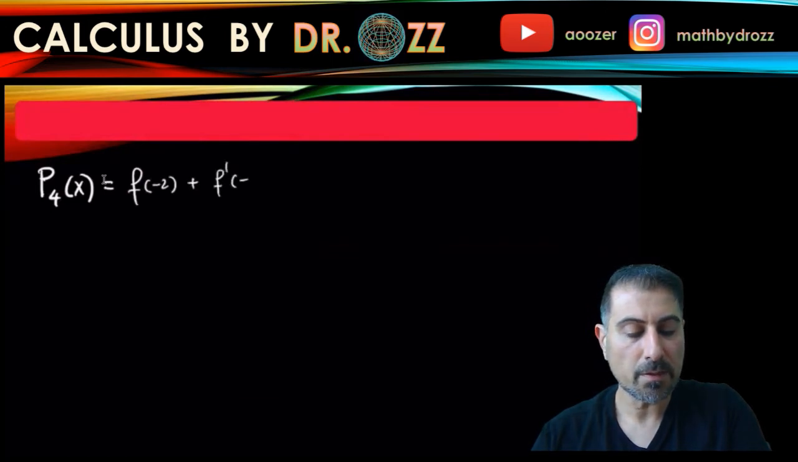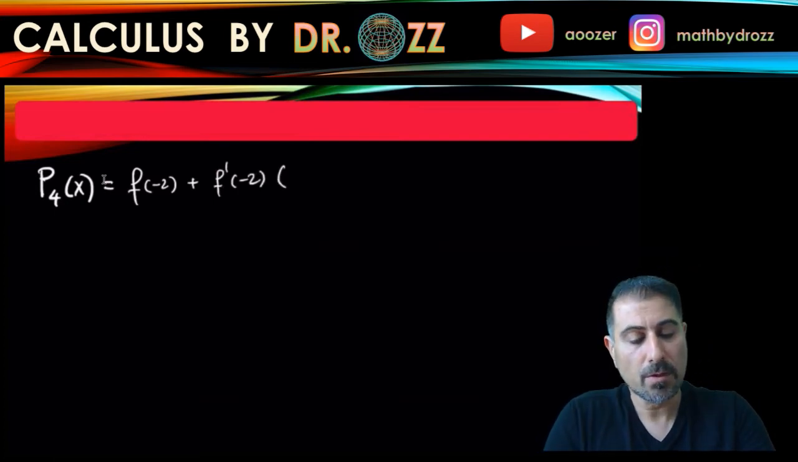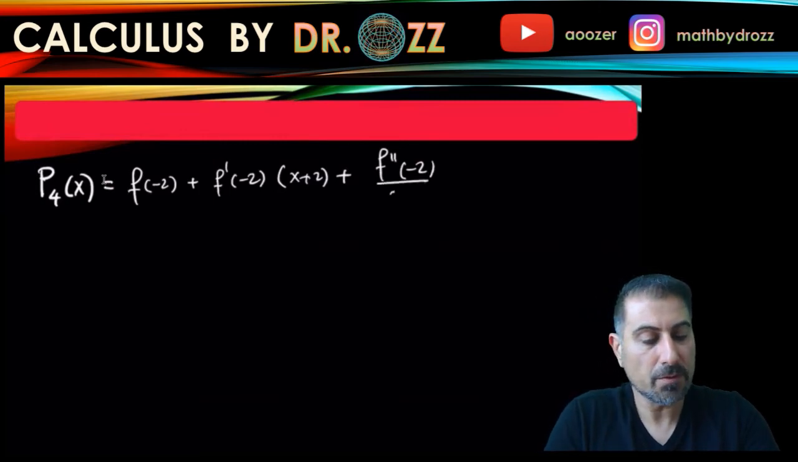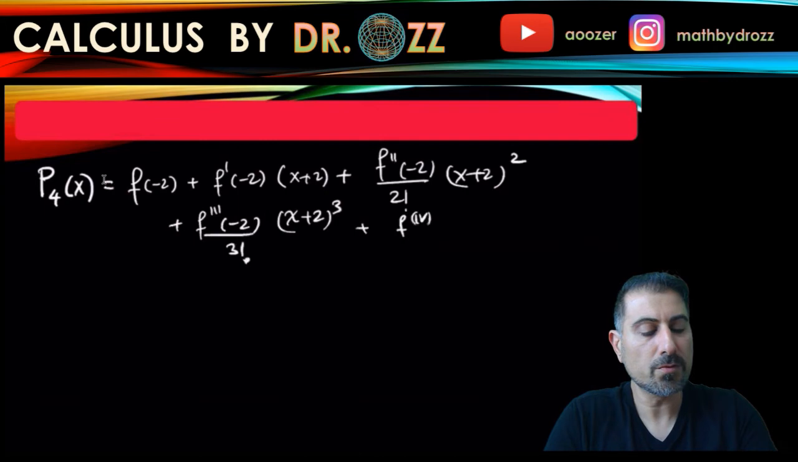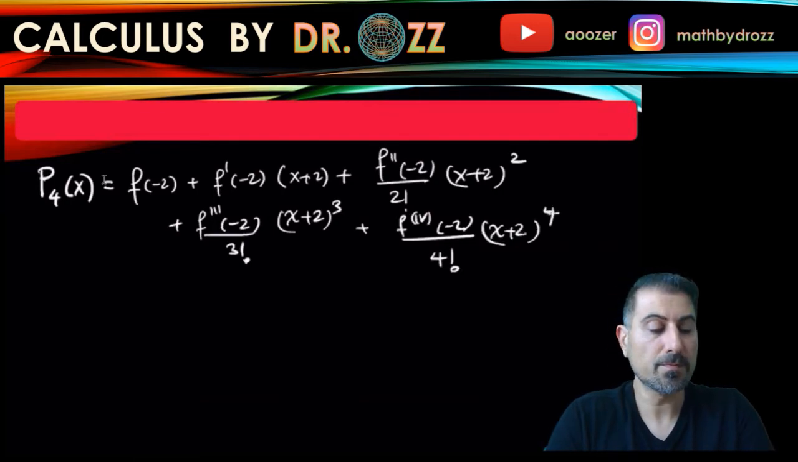plus f prime at -2, x minus c, so x minus -2, which is x plus 2, plus f double prime at -2 divided by 2 factorial, x plus 2 squared, plus f triple prime at -2, x plus 2 cubed. And then the fourth derivative evaluated at -2 divided by 4 factorial, x plus 2 to the fourth. Okay.